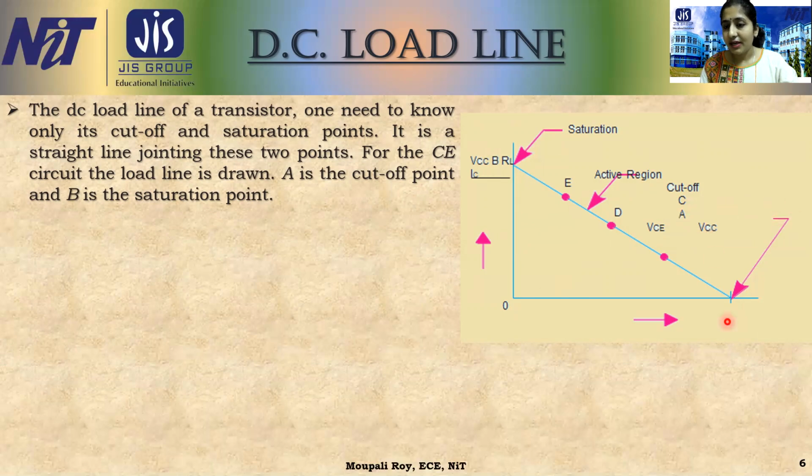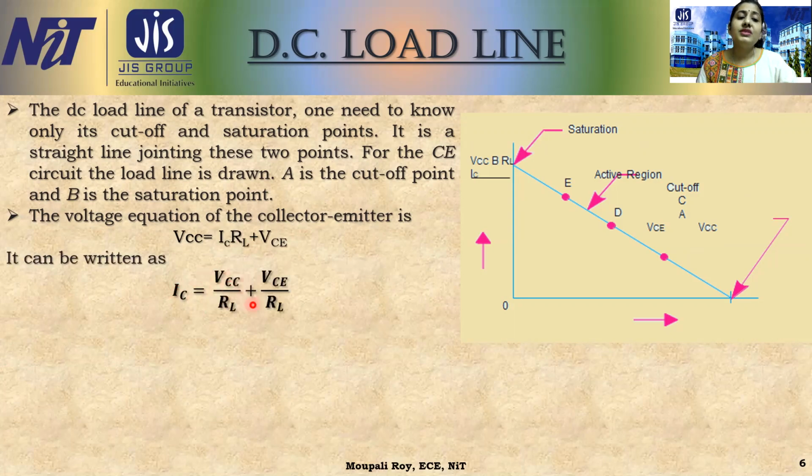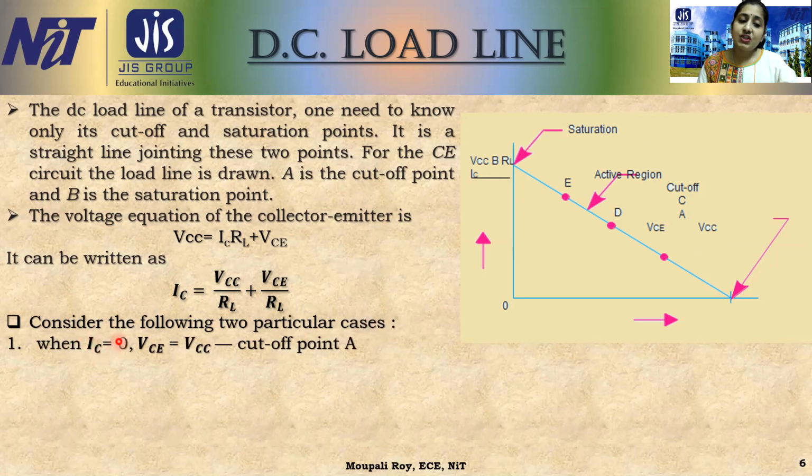This A is the cutoff point, this is the active region and this is the saturation region. So the voltage equation of the collector emitter is VCC equals ICRL plus VCE. From this we can write that IC equals VCC by RL minus VCE by RL. Considering two particular cases: when IC equals 0, then VCE equals VCC, that is the cutoff point A.